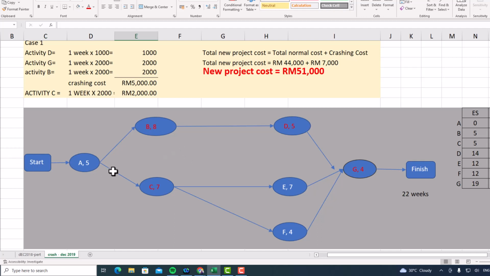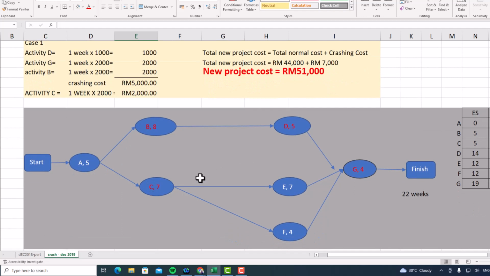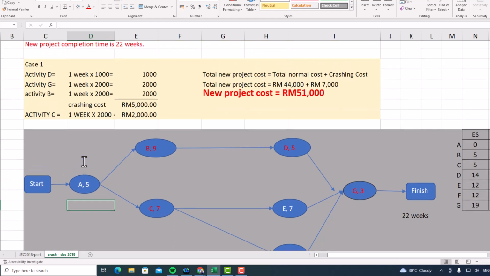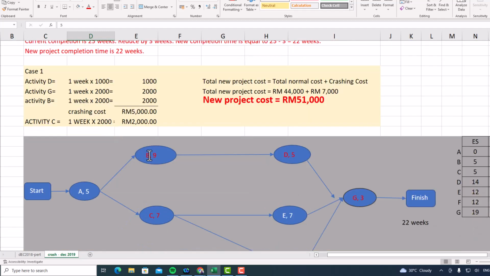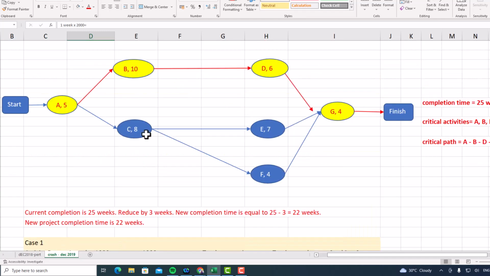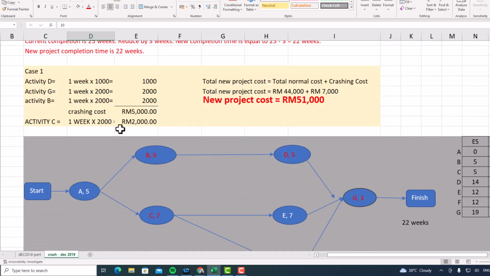Okay, so from here you need to draw the diagram by crashing the new time. For activity A, we didn't do any crashing, so the time is still the same. So activity A time is 5, as stated here. Next, activity B. Activity B, we have crashed by 1 week. So originally, the activity time needed is 10. So you crash by 1 week, meaning to say now the activity is 9 weeks.